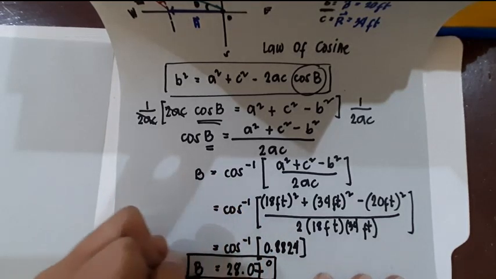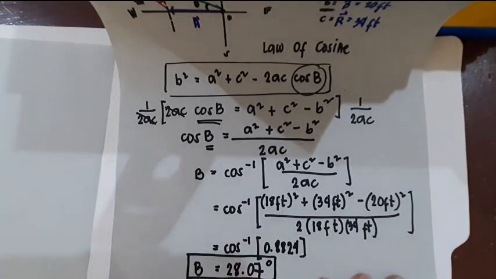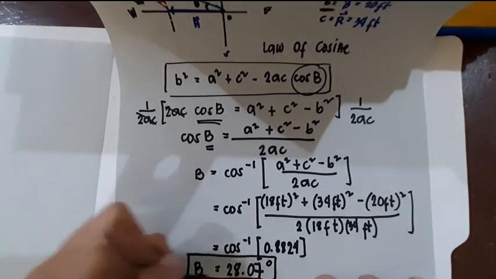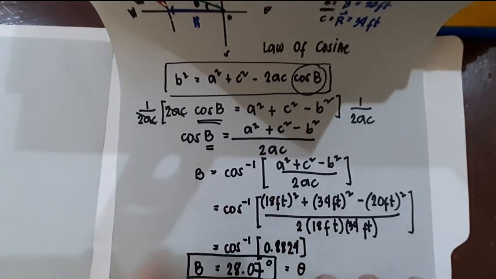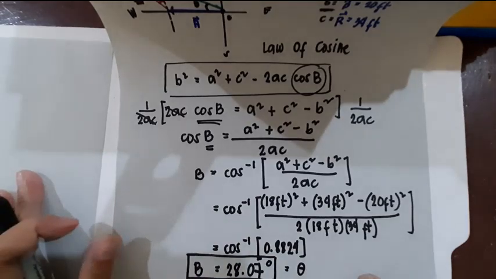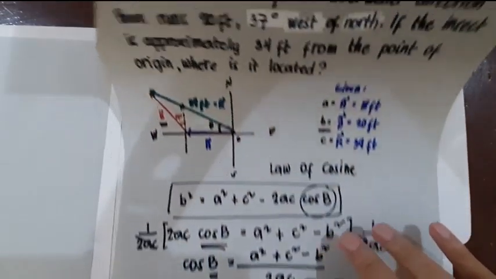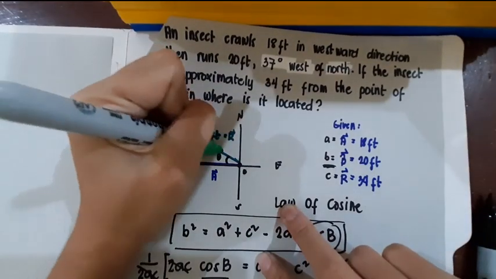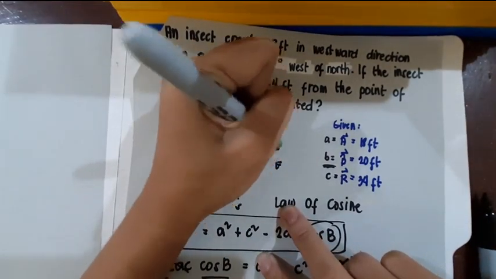This is now the location of the insect from the origin. So, it could be B or your theta. This is also your theta. That's your angle. So, where is 28.07 degrees? It is here. This is equivalent to 28.